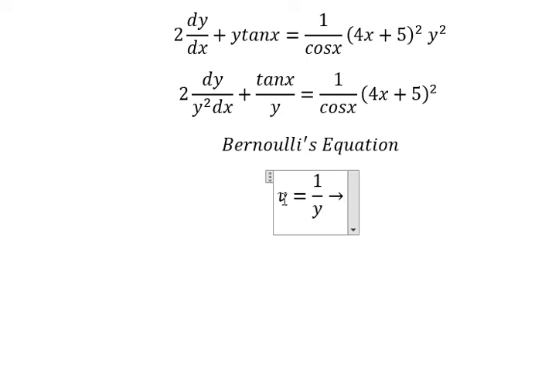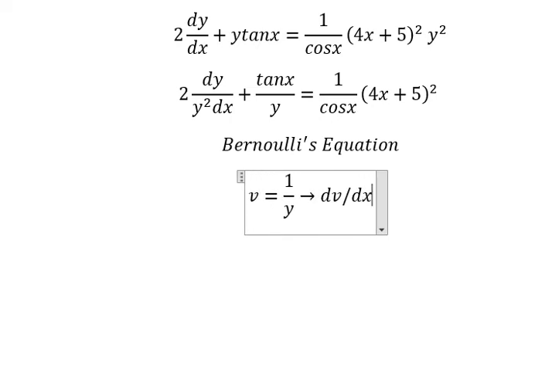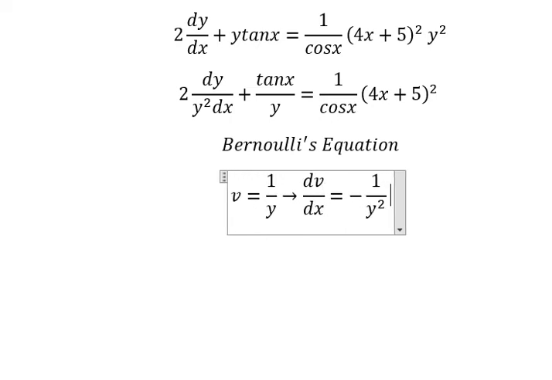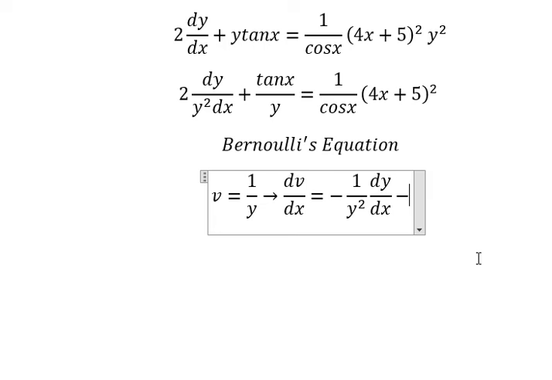Later, we take the first derivative of both sides, and we have dv over dx equal to negative 1 over y squared dy over dx. Because we don't have the negative sign in here, I will move the negative to the left.